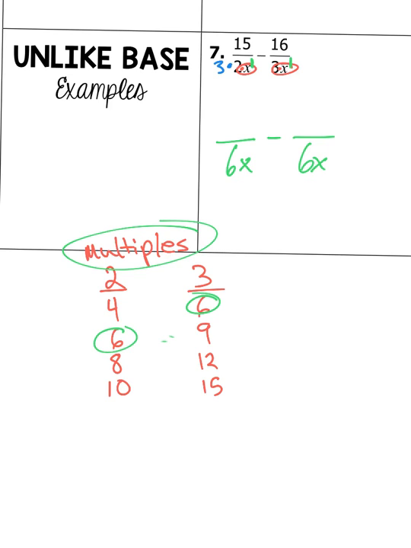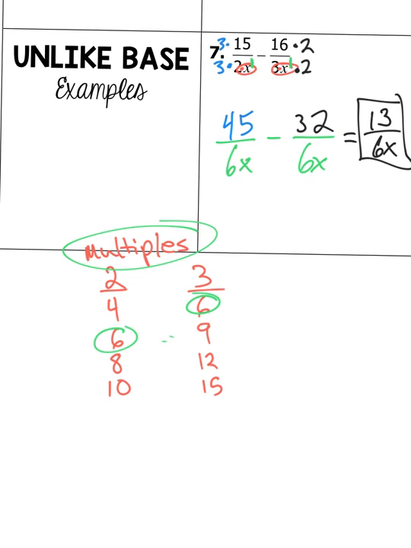So how did I get from 2x to 6x? Well, I multiplied by 3, so I have to multiply the top by 3. And then how did I get from 3x to 6x? I have to multiply by 2. So I just multiply this one by 2, and I get 32. Now that they have common denominators, I can just subtract them, and I get 13/6x, and that is my answer. I am done.